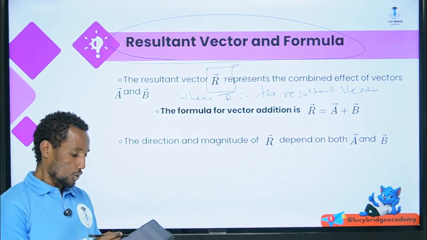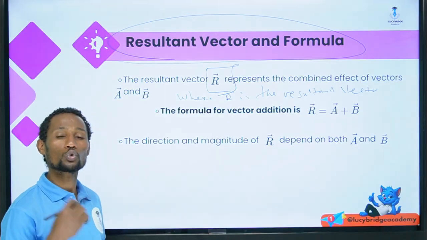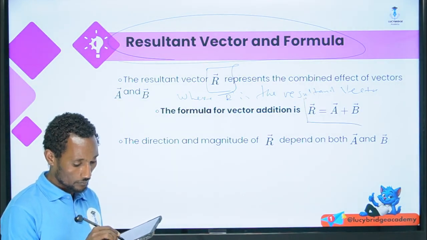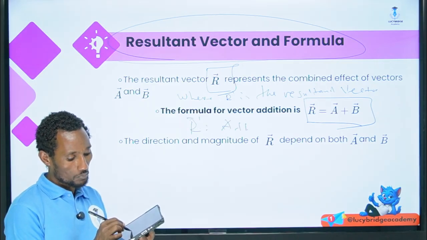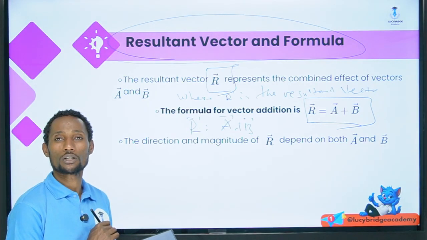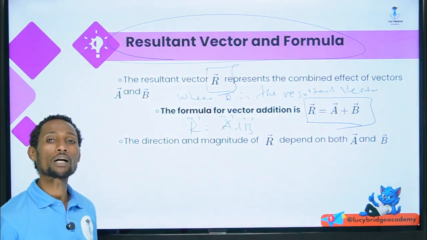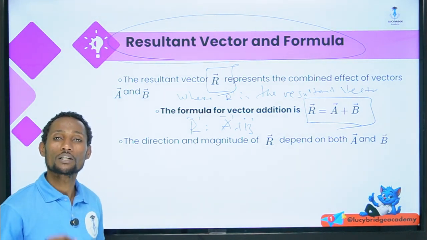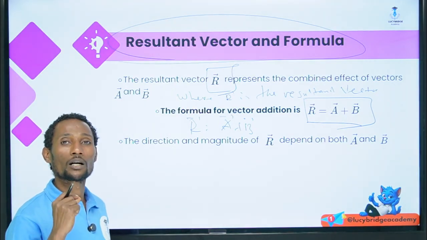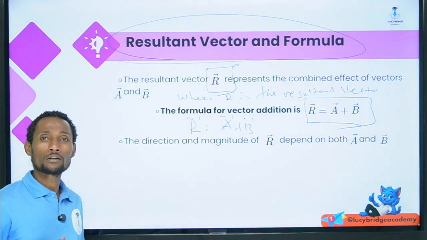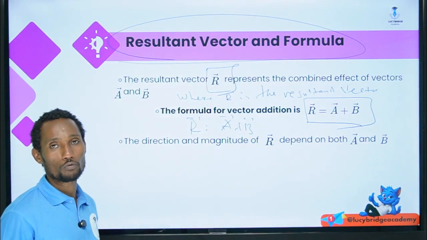The result is a resultant vector. Adding two vectors, the resultant vector R equals A plus B. Its direction and magnitude depend on the direction of vector A and vector B.